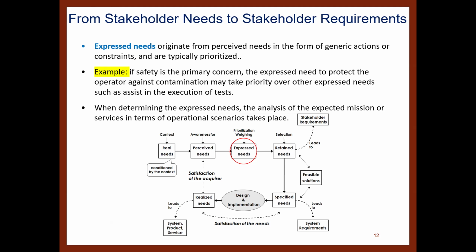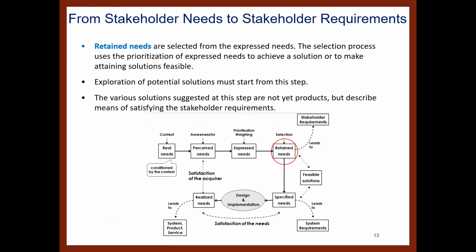So after that, we have perceived needs, expressed needs. So we need to make a selection, right? And that's what we call the retained needs. These are selected from the expressed needs. The selection process uses the prioritization of expressed needs to achieve a solution or to make attainable solutions feasible. Exploration of potential solutions must start from this step. And the various solutions suggested at this step are not yet products, but describe means of satisfying these stakeholder requirements.